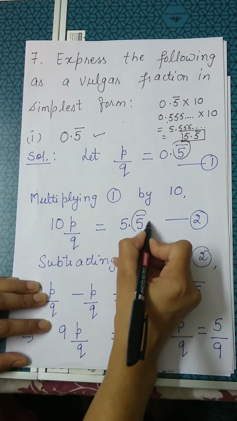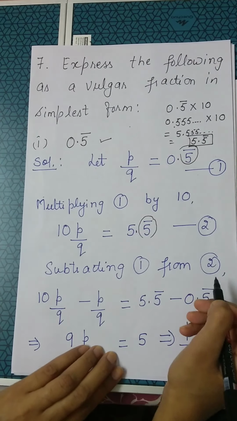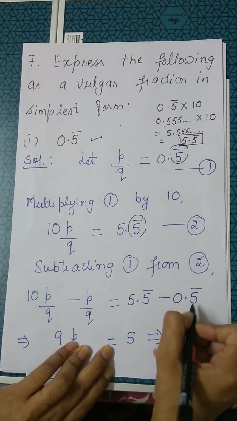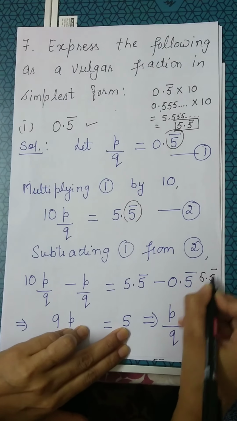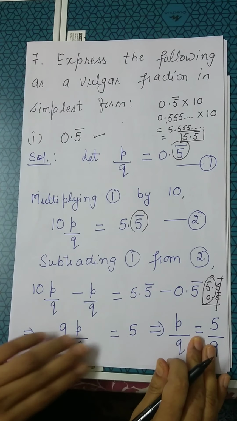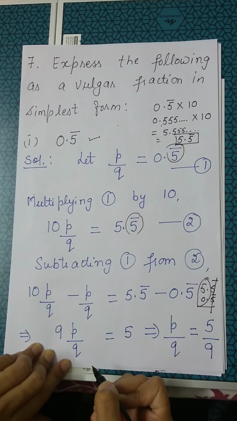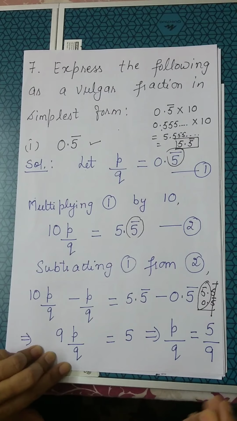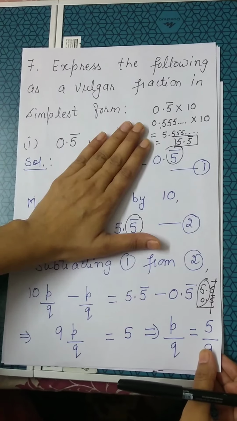If I need to convert it into a fraction, I need the digits after the decimal to be cancelled. When you subtract both these equations, on the right hand side I will get 5.5 bar minus 0.5 bar. Of course, the recurring part will be cancelled and I am left with 5. On the left hand side, I have got 9 P over Q, which is equal to 5. This implies P over Q is equal to 5 over 9. So this is how I convert a recurring decimal into a vulgar fraction.